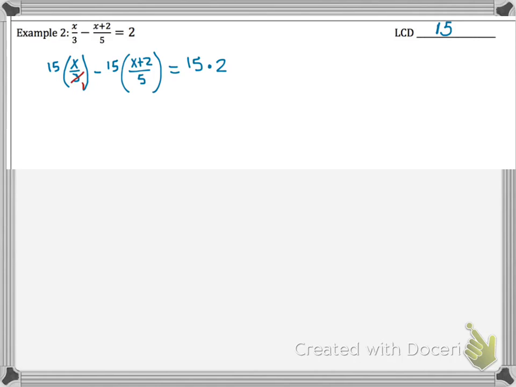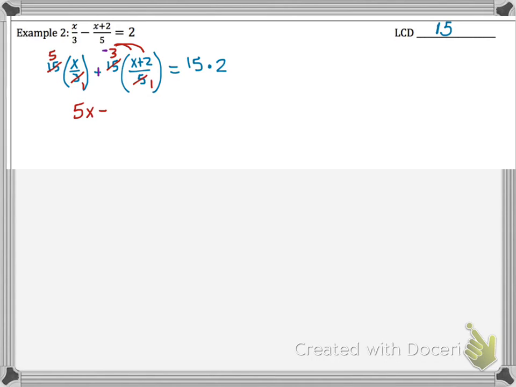3 goes into 3 once and into 15 5 times, so we can do a little canceling there. We end up with 5x minus, 5 goes into 5 once and into 15 3 times. And so we can do a little canceling here. We're going to distribute, but you need to be careful. Be careful because that minus is in front. So we're really distributing a -3.